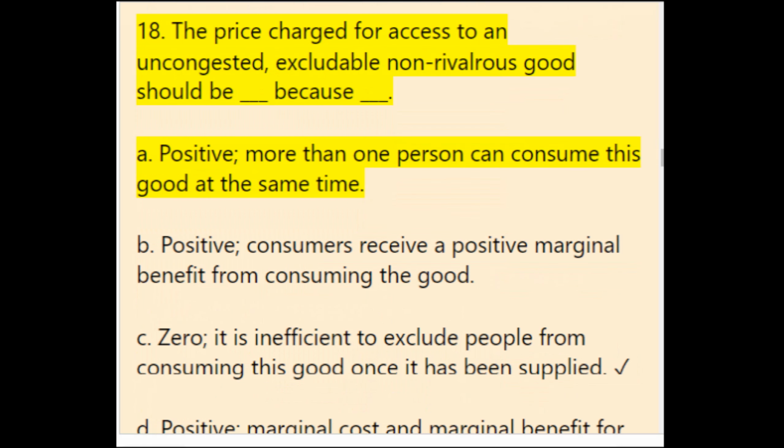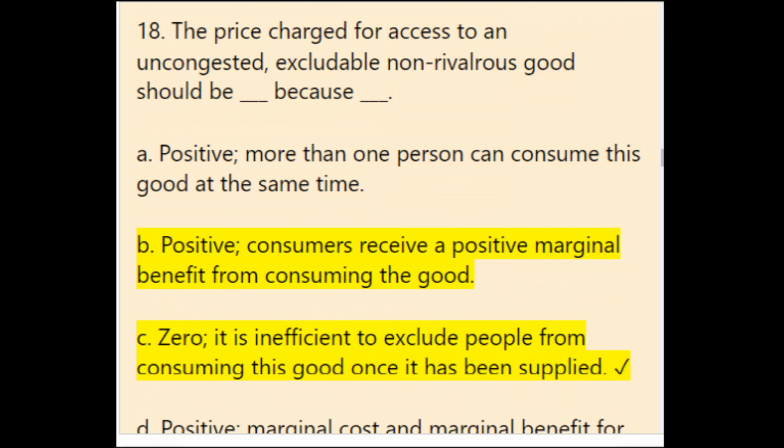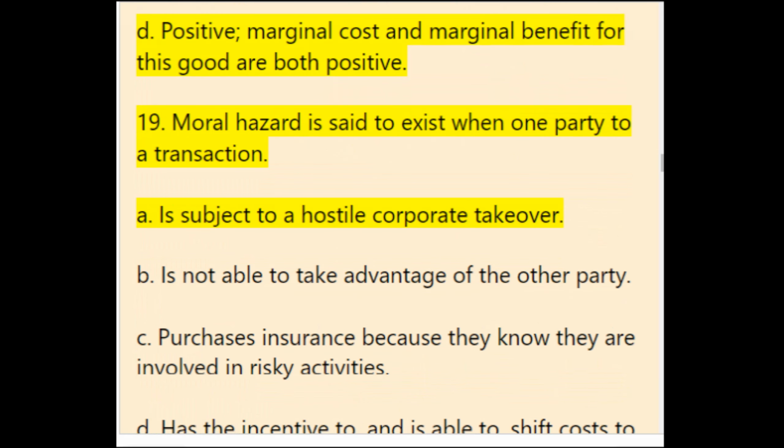18. The price charged for access to an unjammed, excludable, non-rivalrous good should be blank because blank. A. Positive, more than one person can consume this good at the same time. B. Positive, consumers receive a positive marginal benefit from consuming the good. C. 0, it is inefficient to exclude people from consuming this good once it has been supplied. D. Positive, marginal cost and marginal benefit for this good are both positive.